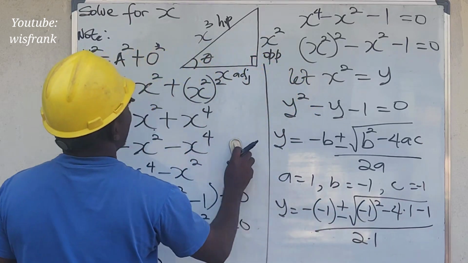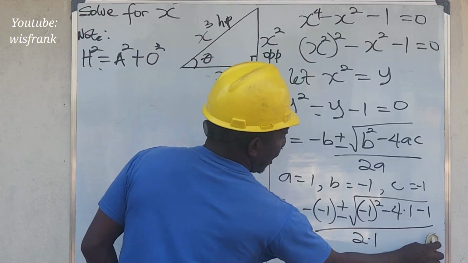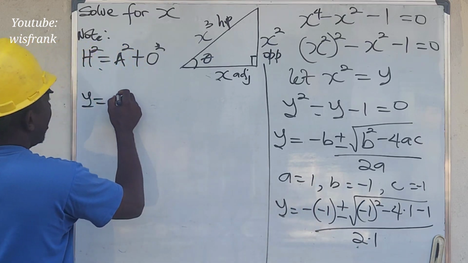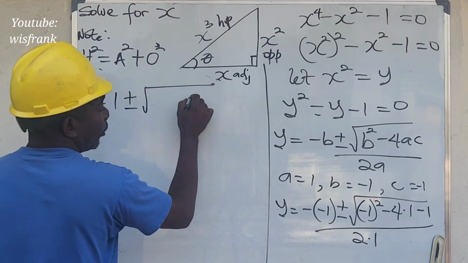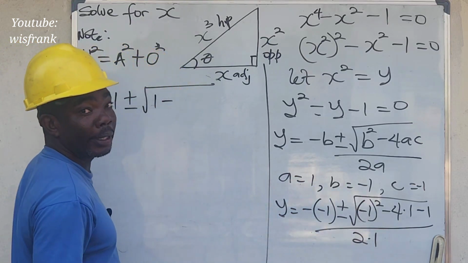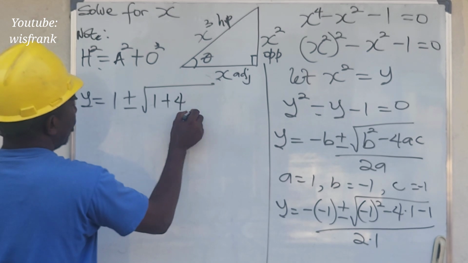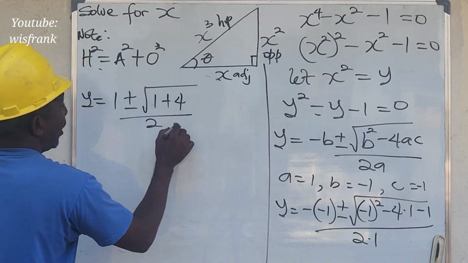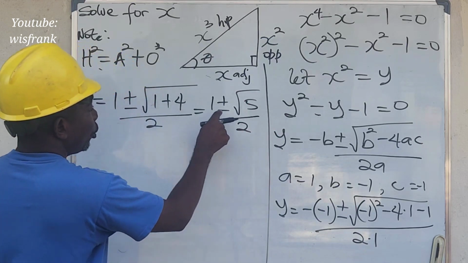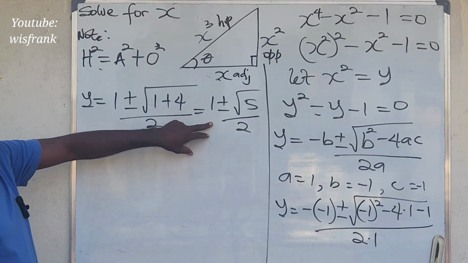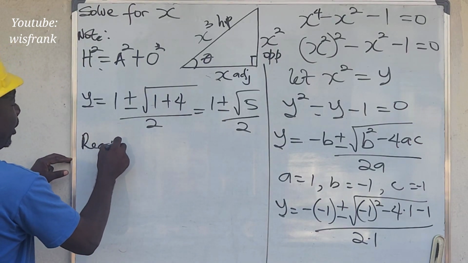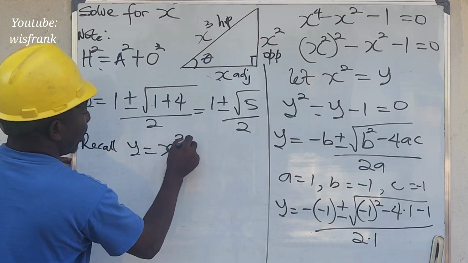So in this case, we are going to substitute that for us to have the value of y. So our y will be equal to minus times minus 1, we have 1. Then plus or minus the square root of minus 1 to the power of 2 is 1. Then we have minus 4 times 1 times minus 1, which will become plus 4, all over 2 times 1, which is 2. So we have here 1 plus or minus the square root of 5, all over 2. So our y here has two values because it has plus or minus. But we recall that our y equals x to the power of 2.